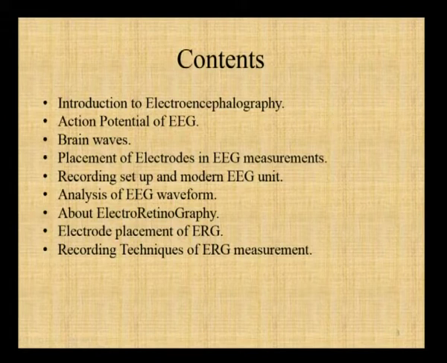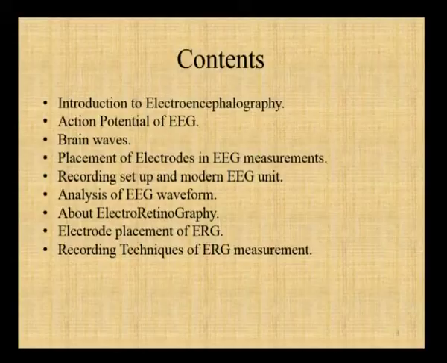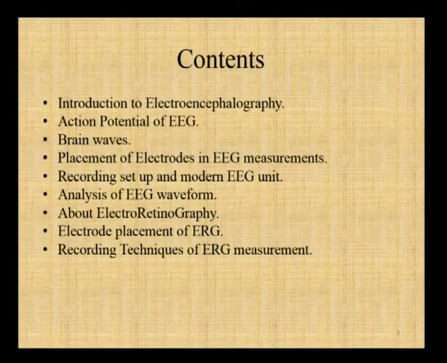Then the recording setup of EEG and the modern EEG unit available for recording. Then analysis of EEG. Because of an abnormal waveform of EEG, what diseases are we going to discuss in the analysis part. Then the introduction of ERG, electroretinogram, and the position of electrodes in the ERG, then the recording setup of ERG and the waveform produced during the measurement of ERG. Then we can go to the lecture.